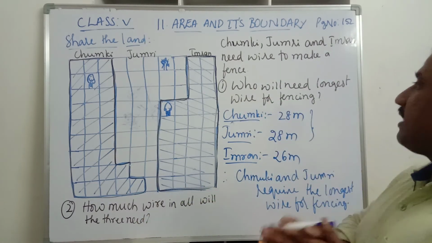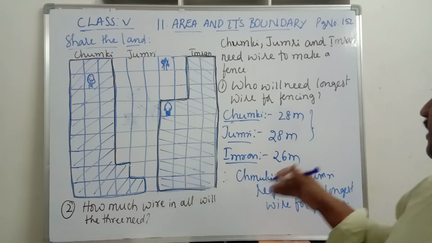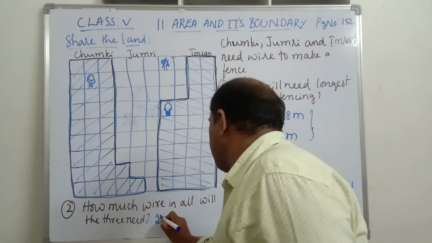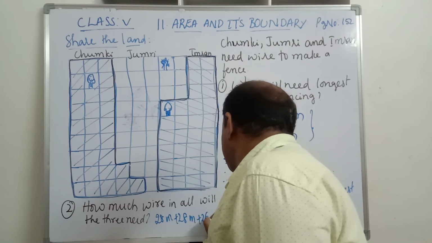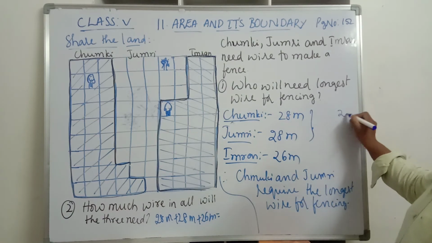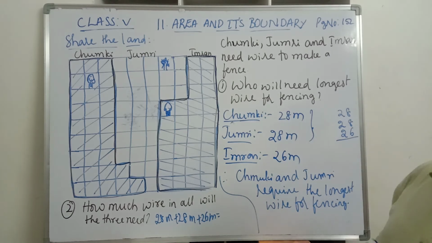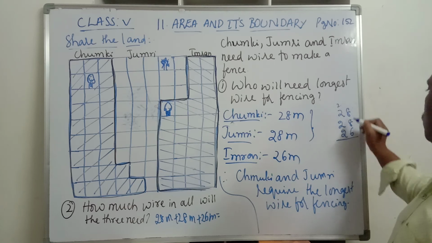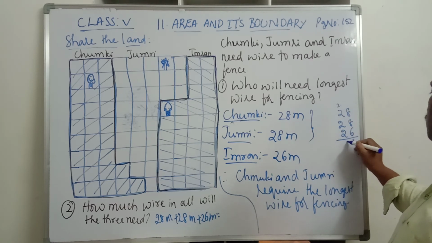Now, how much wire in all will the 3 need? How much wire do all 3 members require if they fence in different ways? Then by adding all these measurements we will get it. That is 28 meters plus 28 meters plus 26 meters. Here you add 28 and 26. So 8 plus 8 is 16, 16 plus 6 is 22. Keep 2, 2 plus 2 is 4, 4 plus 2 is 6, 6 plus 2 is 8.